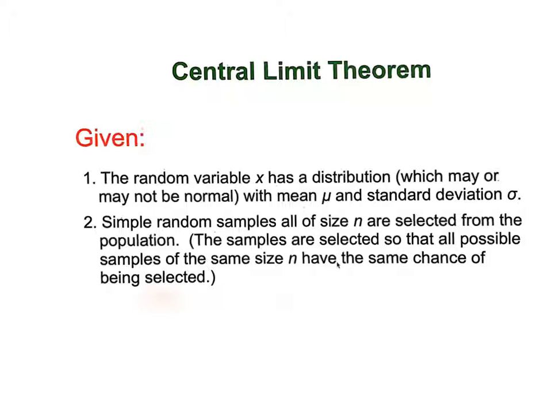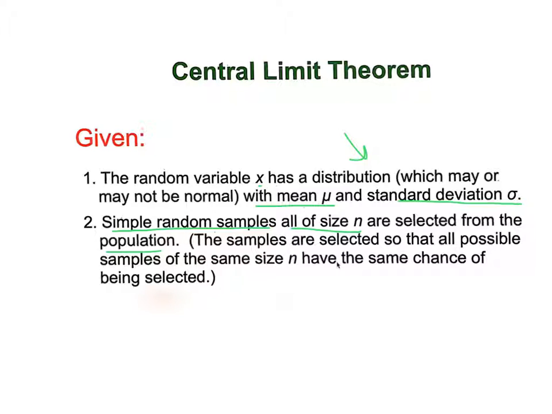Okay, a couple of givens here with the central limit theorem. First of all, the random variable x has a distribution, which may or may not be normal, with mean mu and a standard deviation sigma, which you know already. Those are the symbols we use. The random variable has a distribution. It does not have to be normal. But look at number 2. Simple random samples, SRSs, which we talked about a long time ago, of all the size n, are selected from the population. Those are the two givens.